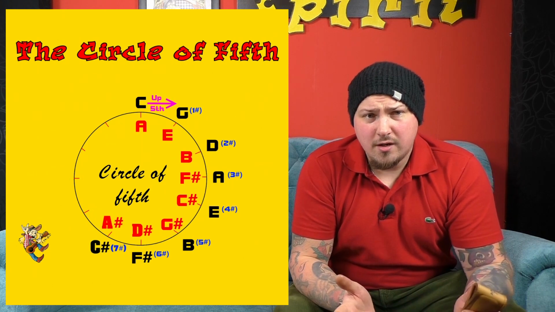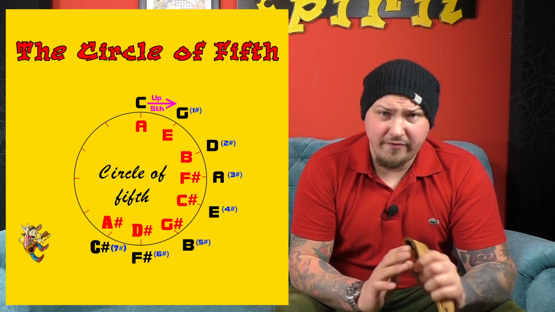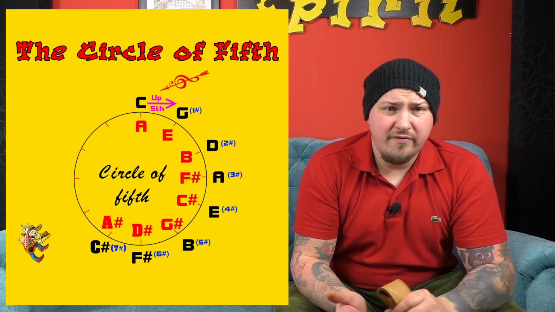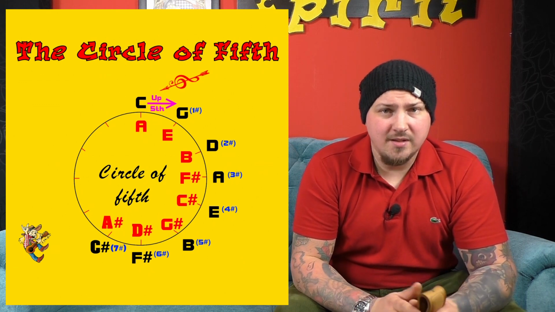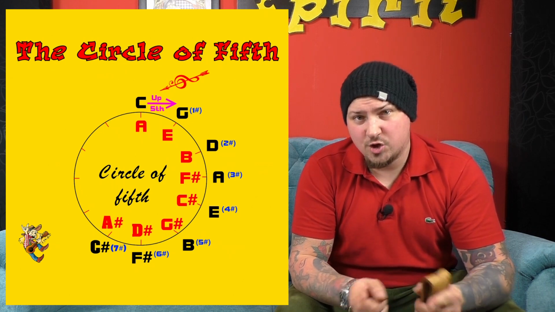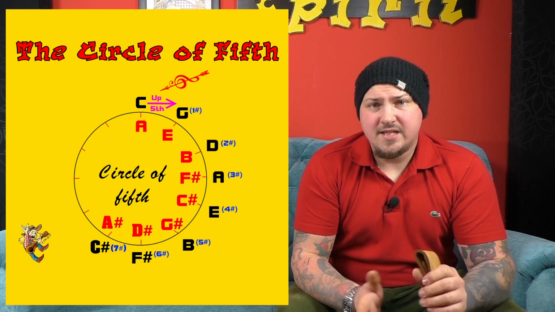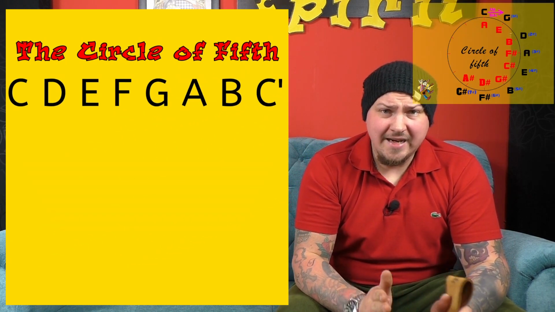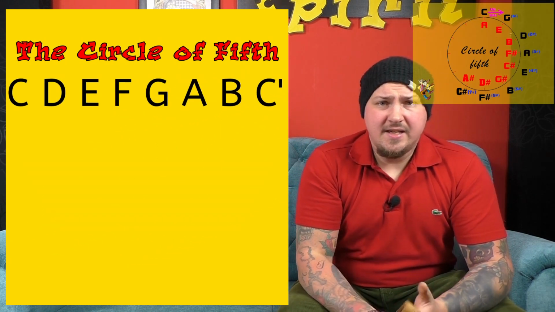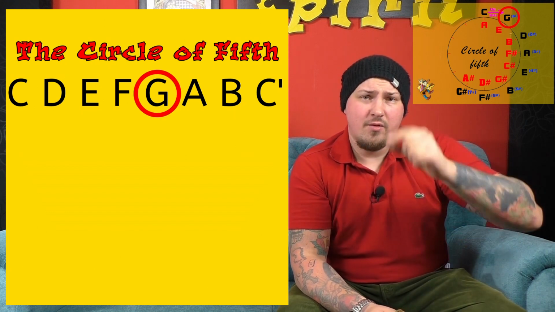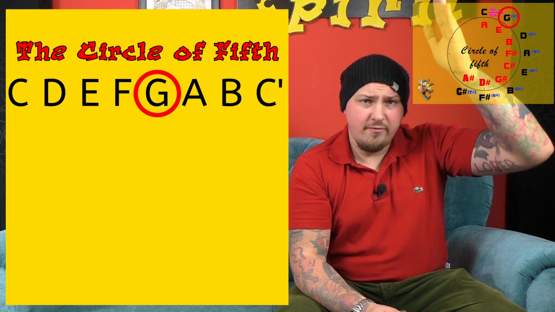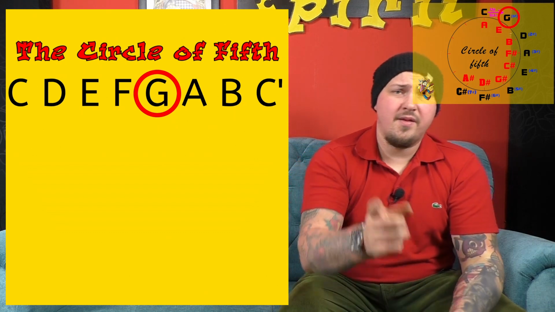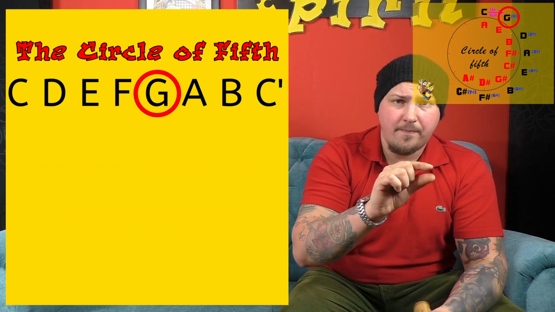It starts at 12 o'clock with our natural key, with no flats and no sharps, not hashtags, it's called sharps. And this is the C major scale. It's called the circle of fifths because the next note clockwise is the fifth of the current key. So for example, the fifth of the C major key is the G.